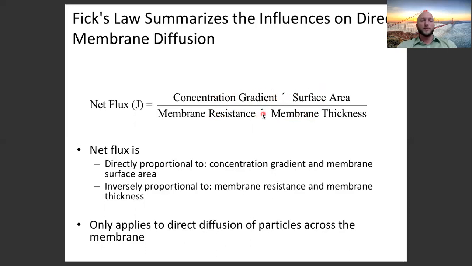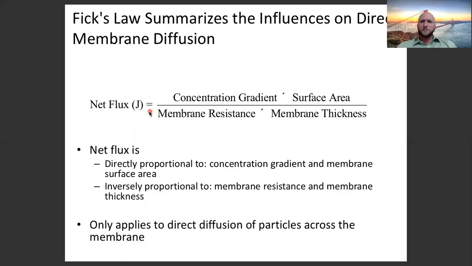Inversely proportional means if you increase that variable, it decreases the outcome. So if you increase resistance, you decrease flux. If you increase membrane thickness, you decrease flux. And this only applies to direct diffusion of particles across the membrane.